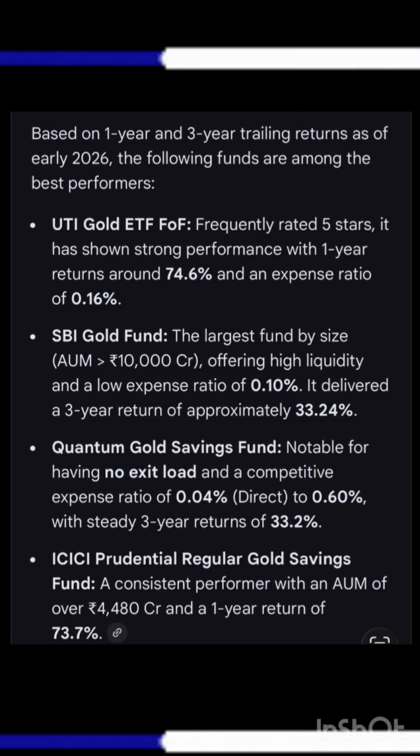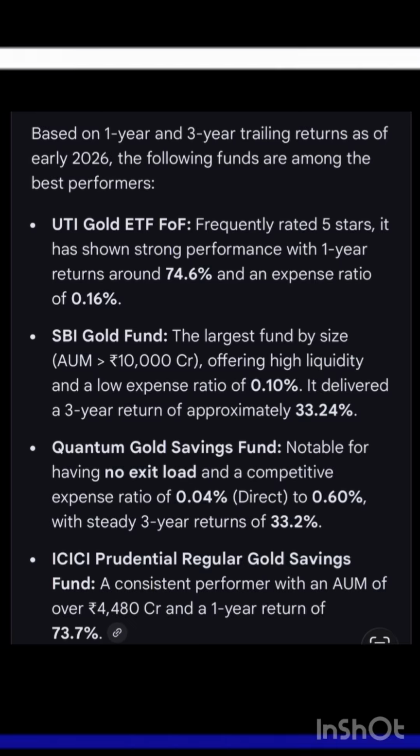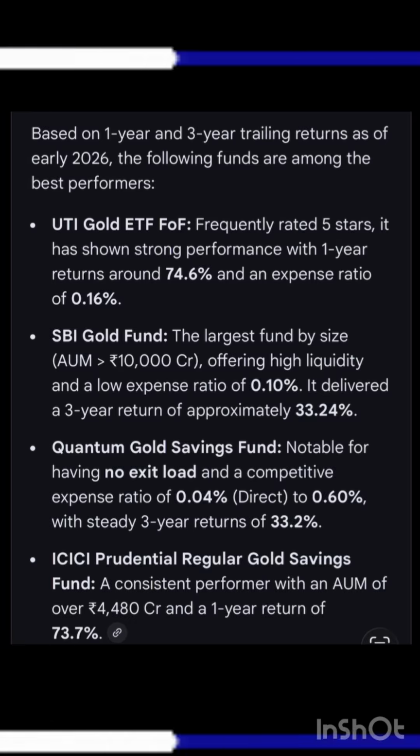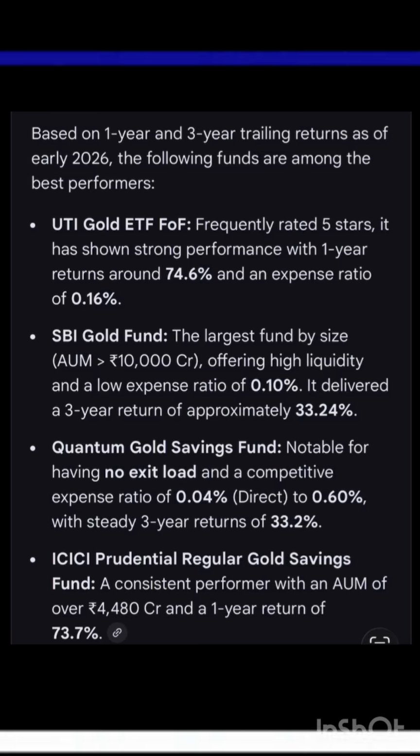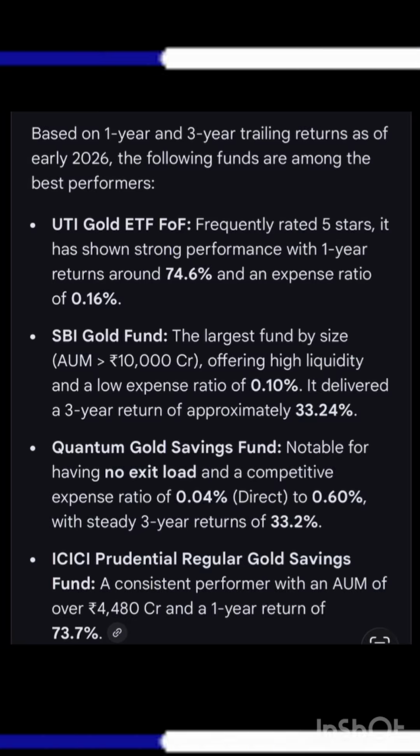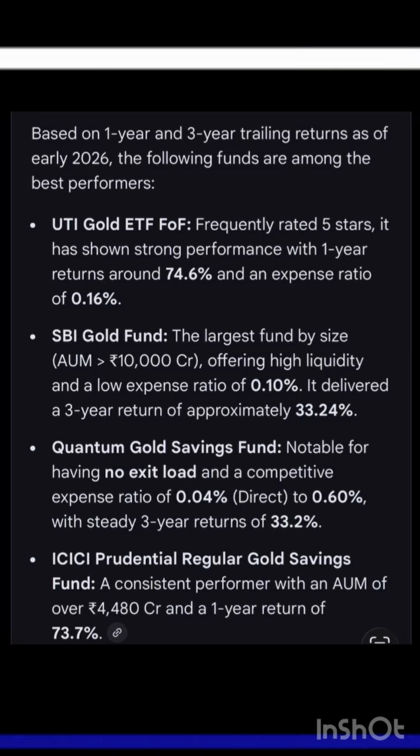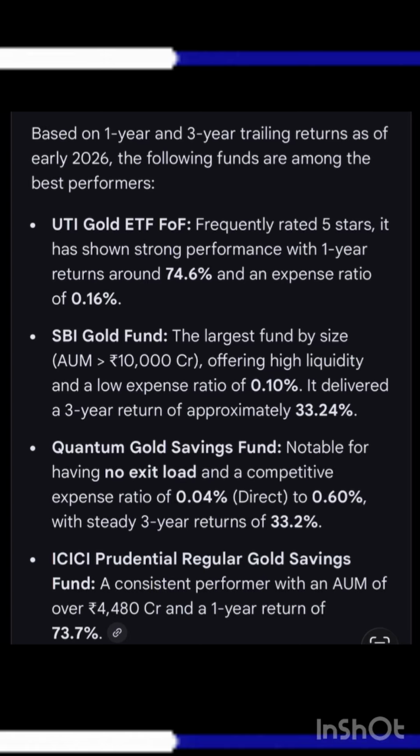Quantum Gold Savings Fund has no exit load and a competitive expense ratio of 0.04, very low, and a 3 year return of 33.2%. So this way you can check it: the expense ratio should be less and the return should be more or equal, then you can select it. ICICI Prudential Regular Gold Savings Fund is a consistent performer. AUM is 4480 crore and it has a 1 year return of 73.7%.